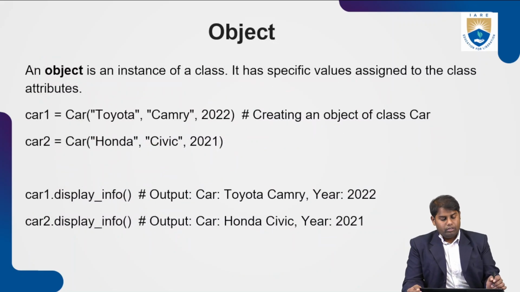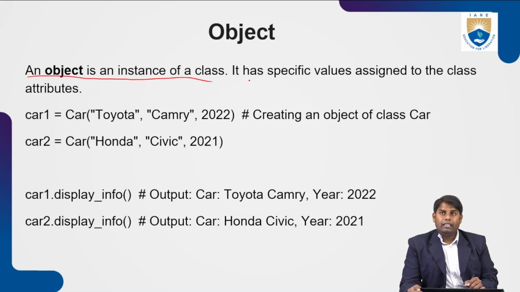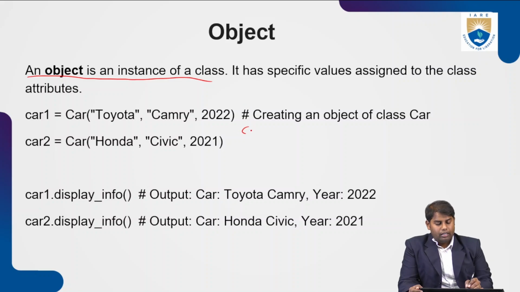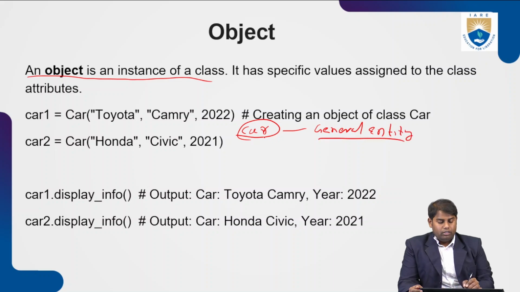Now if you see the object, as we have seen, an object is an instance of a class. So it has specific values assigned to the class attributes. As I told you, we have taken the example of a car. Car is a general term, actually a general entity. Now in that, as we have seen, for example, Toyota is there. Toyota is basically a brand.